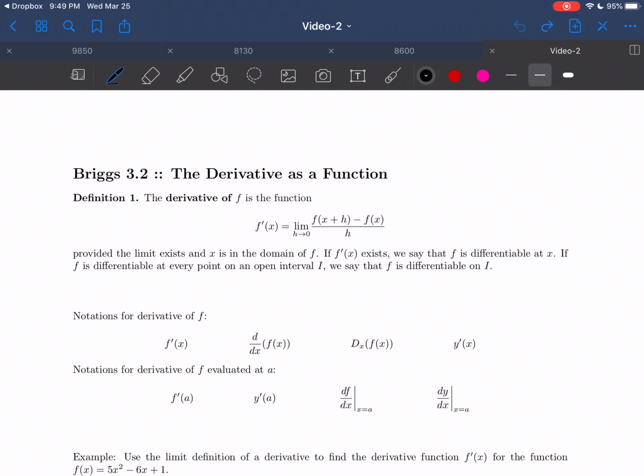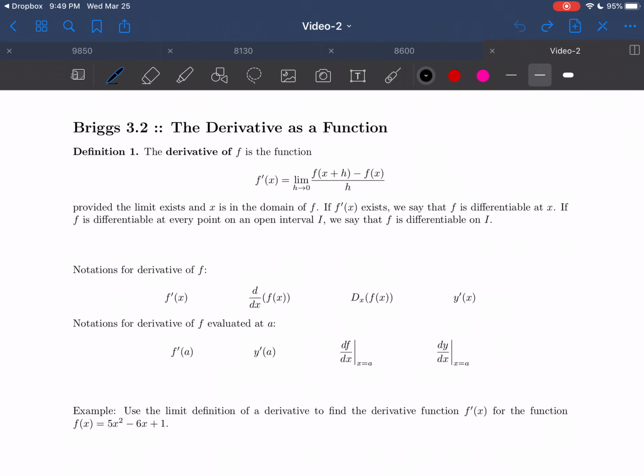All right, we are back looking at Briggs section 3.2. So last section, towards the end, we introduced the derivative. So we're going to expand on that a little bit more. Okay, so starting off, we've got our definition of the derivative.